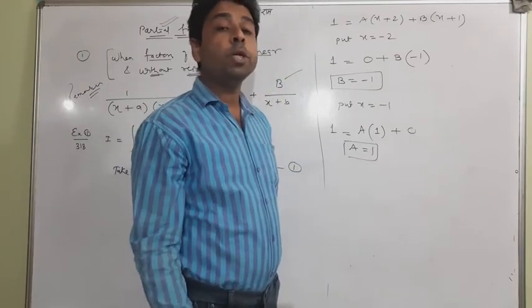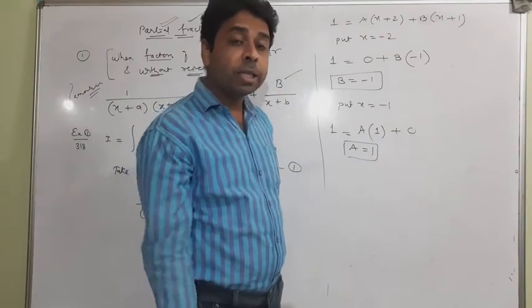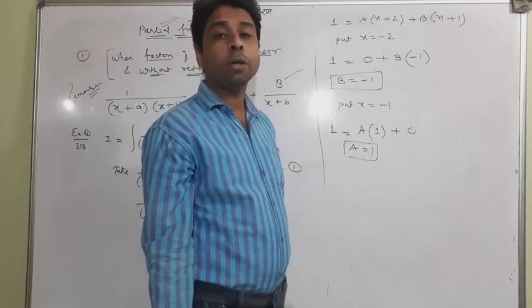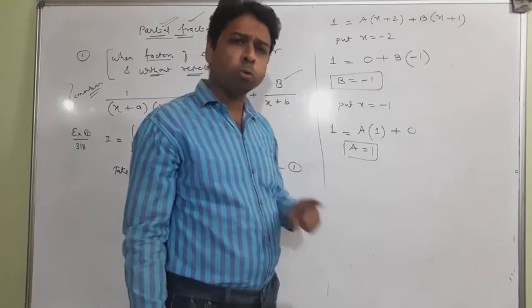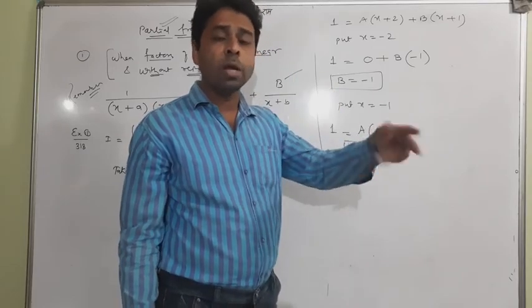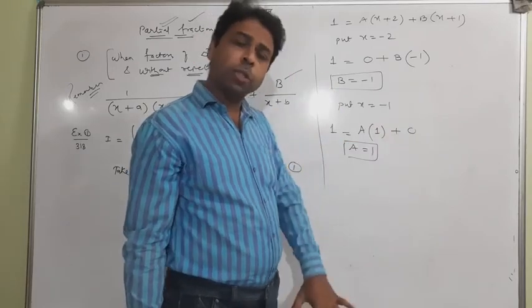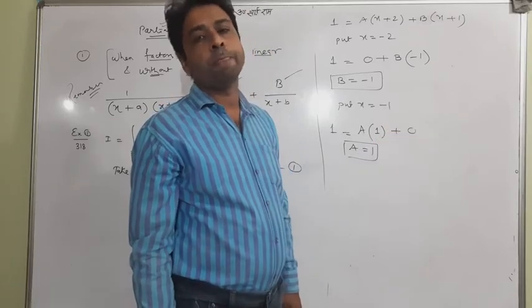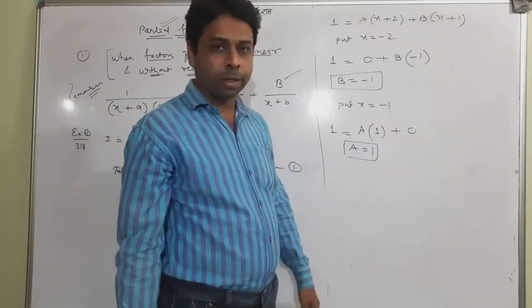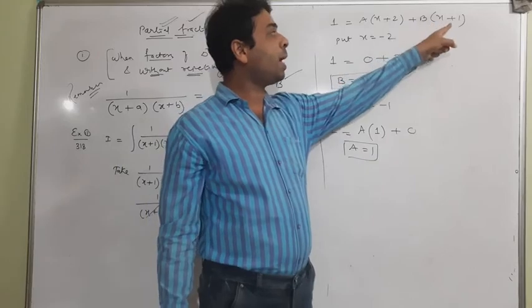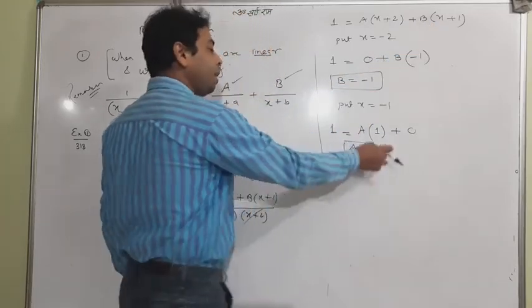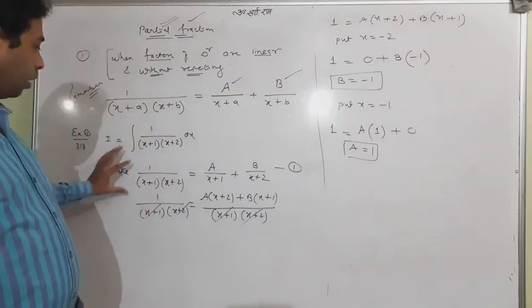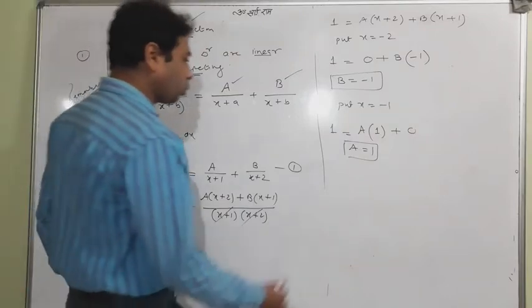So the value putting method is one of the easiest methods, and it is only applied for linear factors. Whenever linear factors are coming, go through this and get one value or two values, as many as the linear factors you have. Definitely you will get the constant values. Like, two linear factors we had, two values we got. That is the fact.